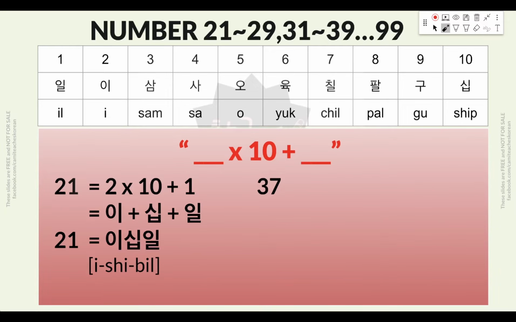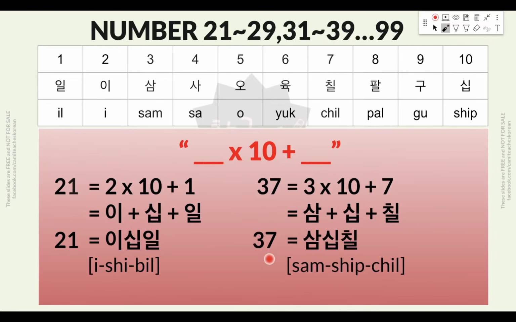Let's try 37. So, sa 37, again, unahin po muna yung larger number before the smaller number. So, larger number first, 30, tapos 7. 30, 3 times 10, tapos add nyo po yung 7. So, sum, ship, chill. So, for the 37 na number, sum, ship, chill po siya in Sino-Korean.